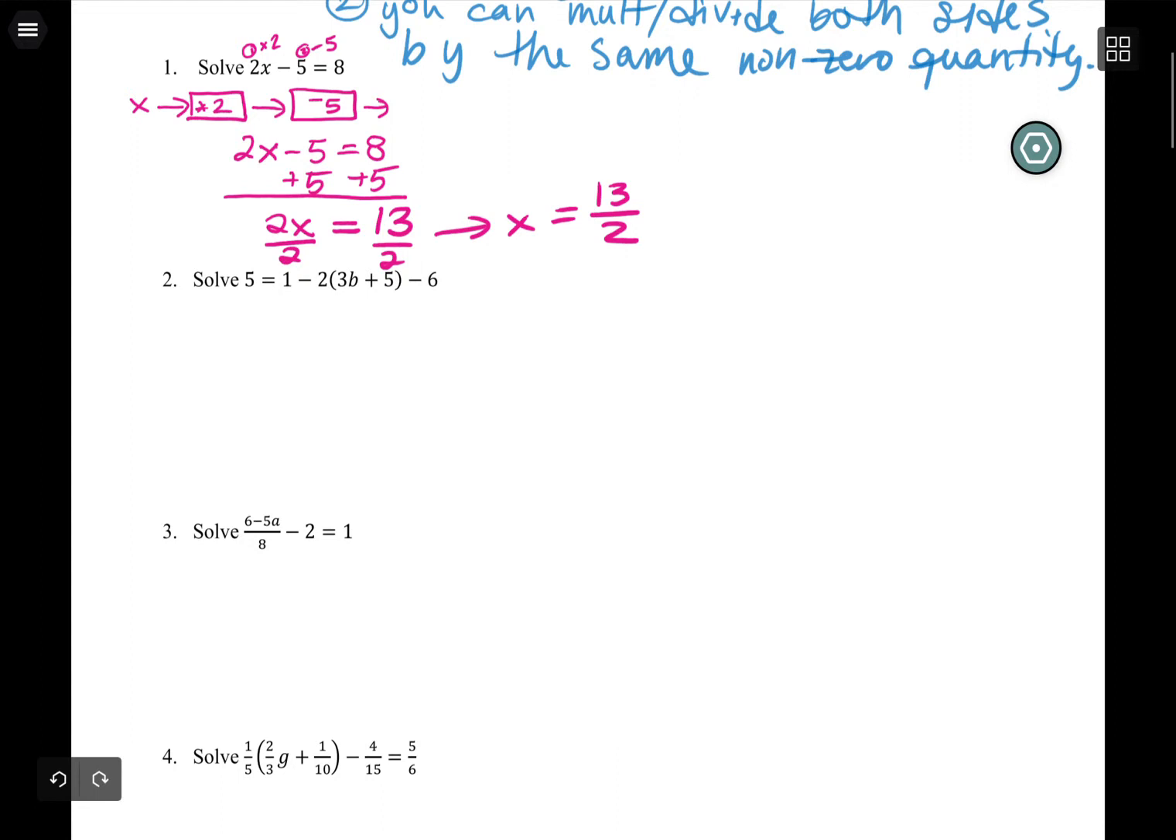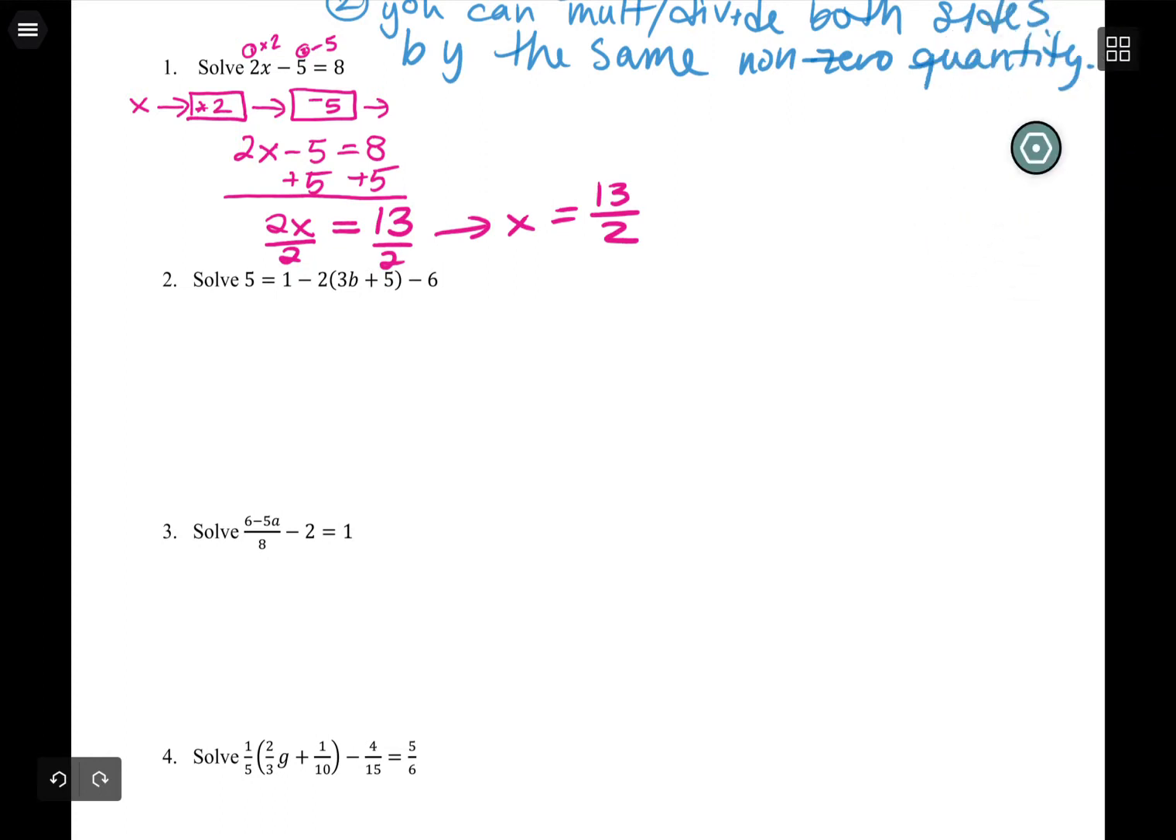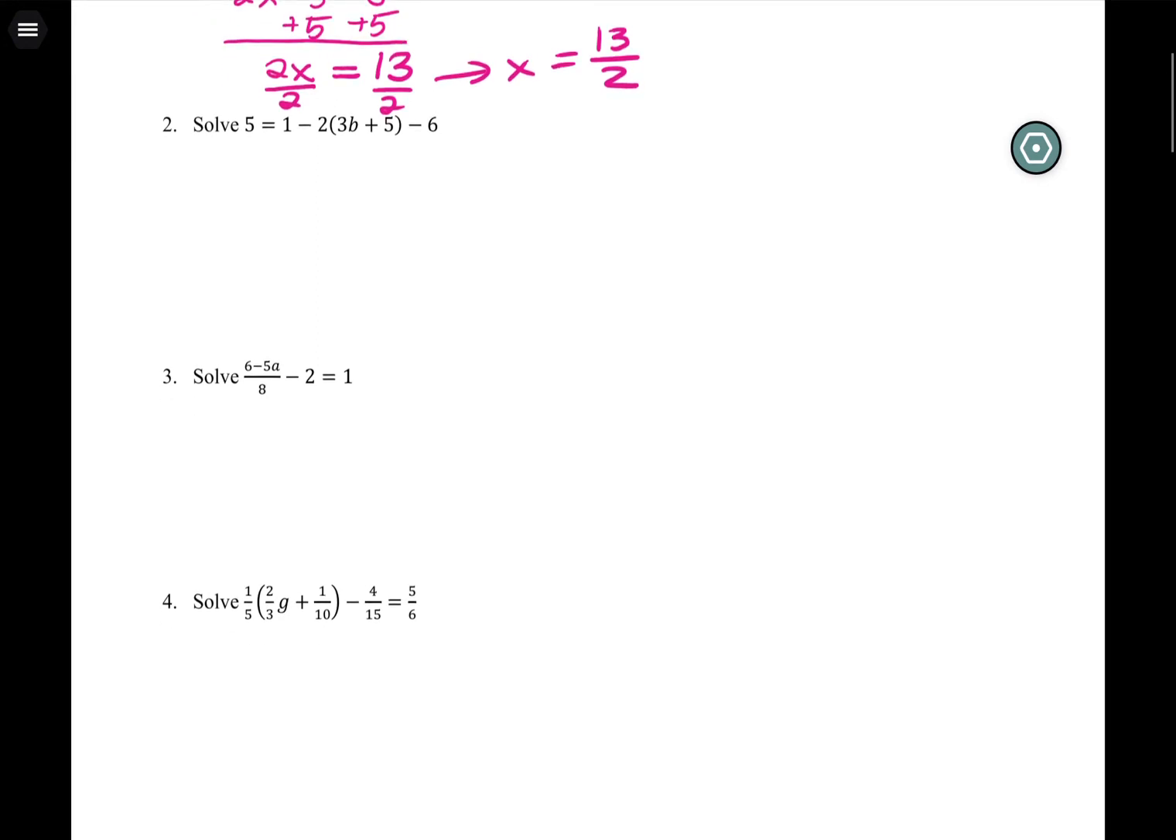You should know how to check your solution. You should be able to plug that back into the original equation. 2 times 13 over 2 is 13, minus 5 is 8. I'm not going to walk through that every time, but absolutely, especially for test taking purposes, you want to be able to double check and make sure you got it right. It shouldn't be a surprise if something is wrong. Might be hard to figure out why.